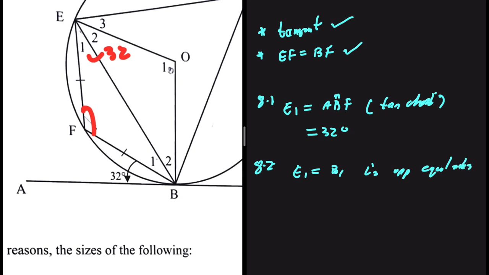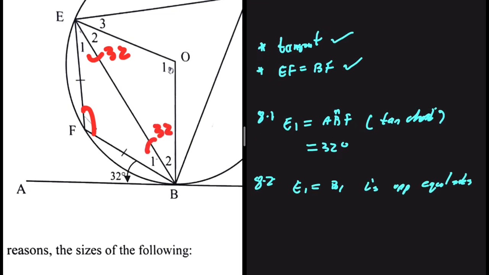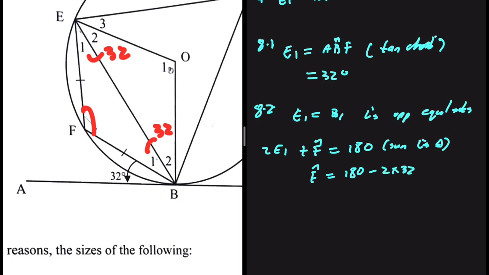So if E1 is 32 and B1 is 32, it will be easy to find the size of angle F using the sum of angles in a triangle. So we're going to have 2E1 plus angle F being equal to 180 degrees. This is the sum of angles in a triangle. So angle F is equal to 180 minus 2 multiplied by 32.